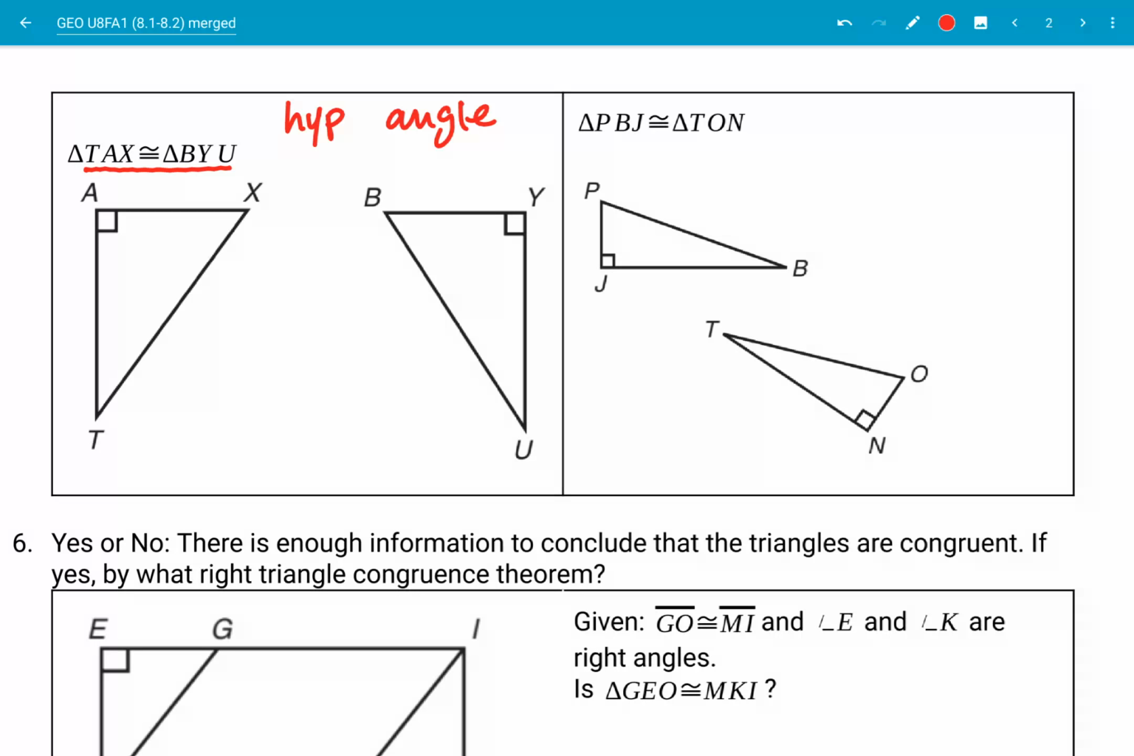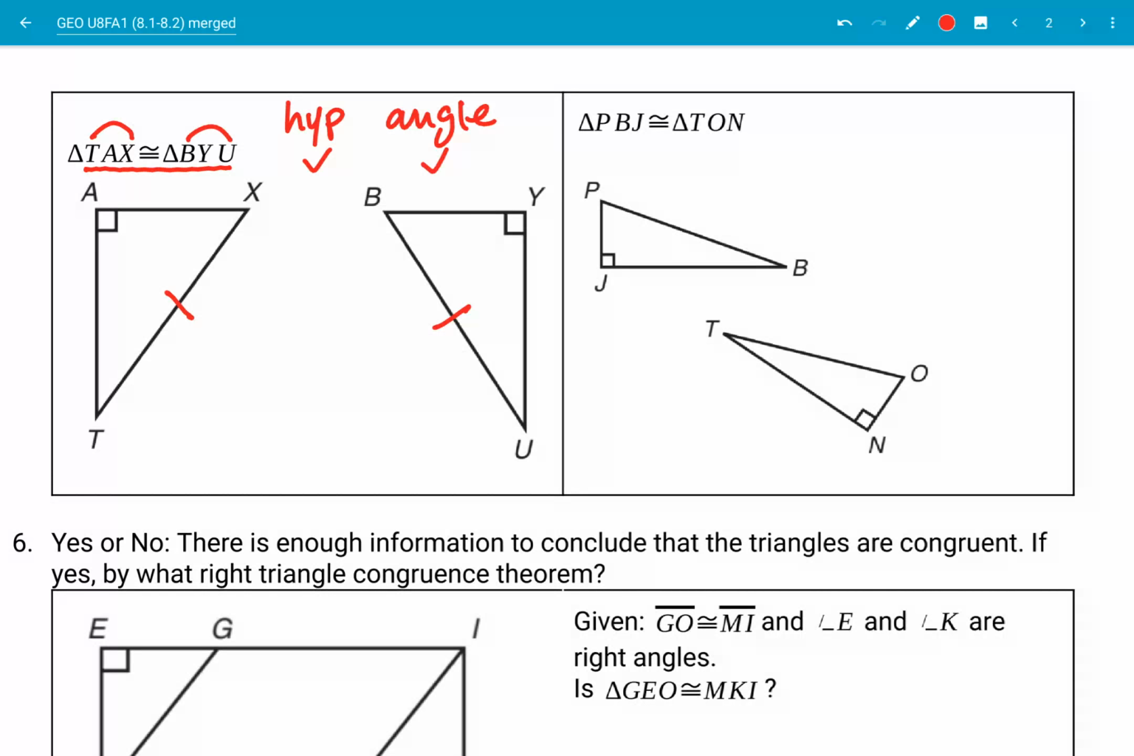Okay, so the hypotenuse is always directly across from the right angle. So if we mark TX as our hypotenuse, those are the first two letters, and it's BU on the other side. So far, so good. We found our hypotenuse. Now we need to mark a congruent angle, a pair of congruent angles.